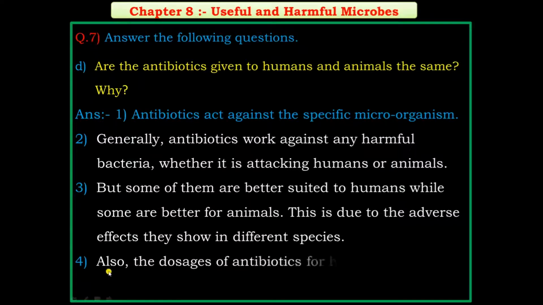Point number 4. Also, the doses of antibiotics for humans and animals differ.